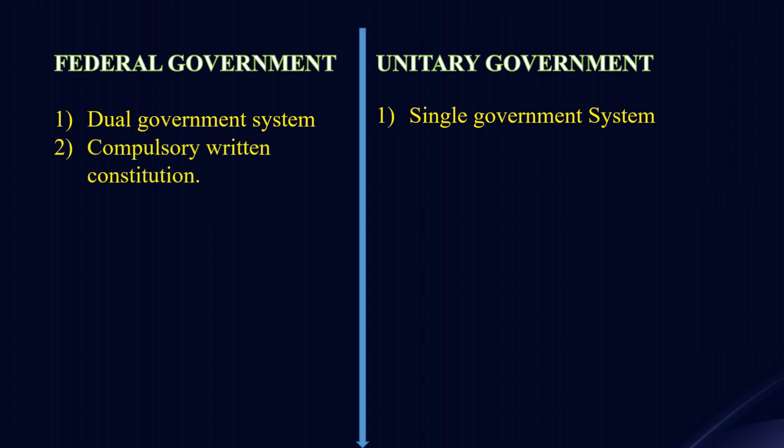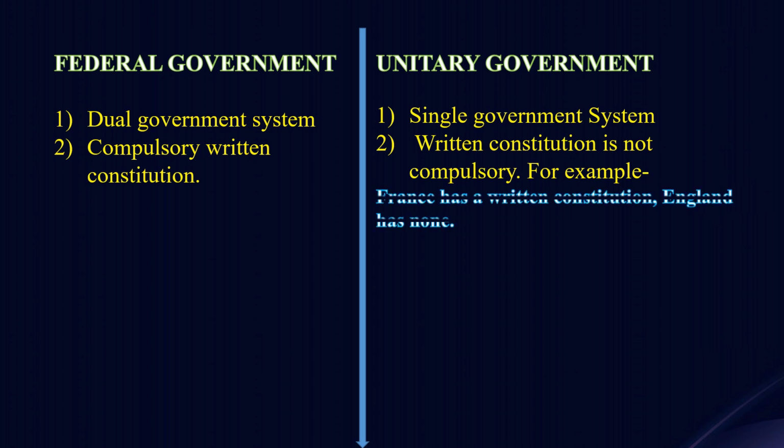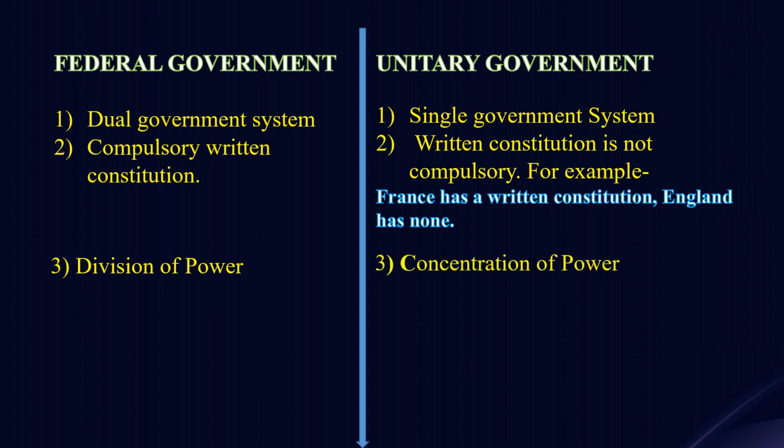Under the federal system, there is a clear written constitution. But in the case of the unitary system, it is not compulsory to have a written constitution. For example, England and France. England and France both are unitary states. France has a written constitution, but England does not. Division of power: in the federal system, there is a clear division of power between the central government and state government. But in the unitary system, the powers of administration are concentrated in the central government.